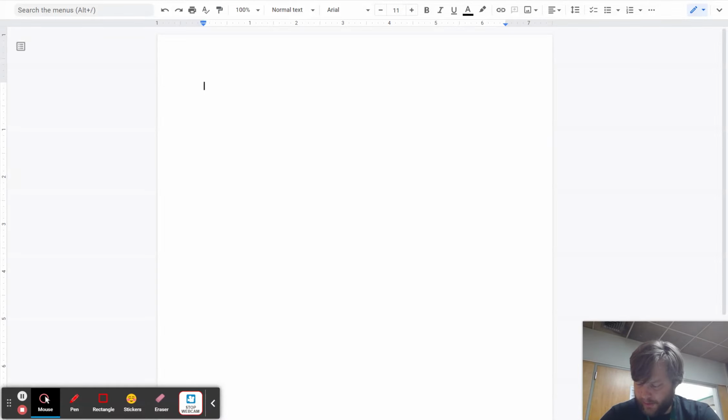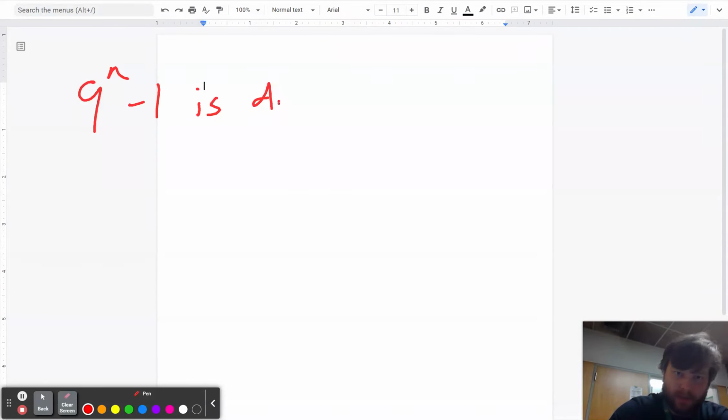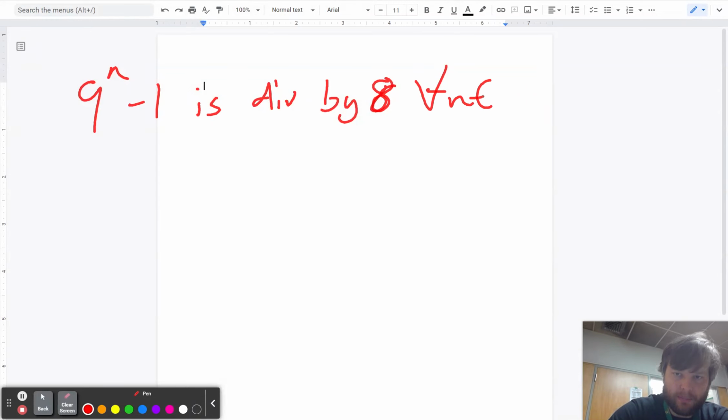All right, I'm going to do another induction problem. Skipping ahead just a little bit to 2d because that's a divisibility question, slightly different than the other ones. So question 2d looks like this: 9^n - 1 is divisible by 8 for all natural numbers.